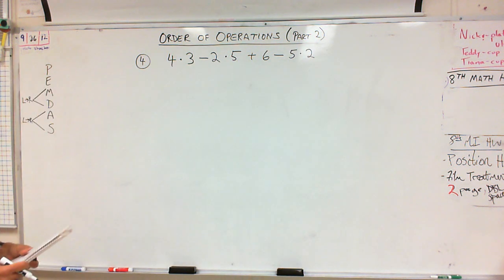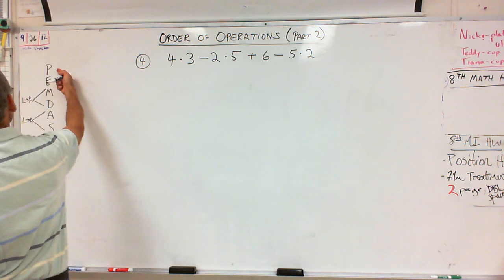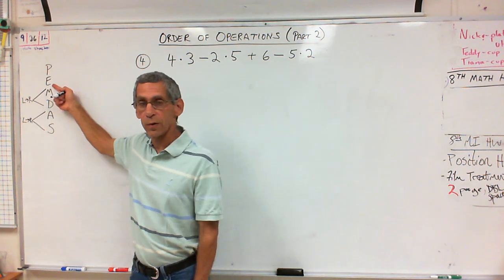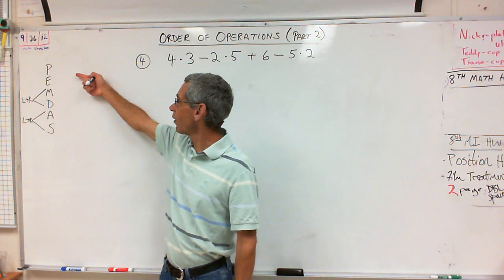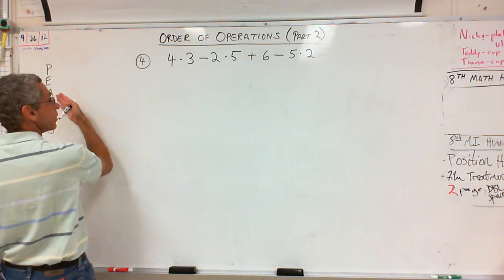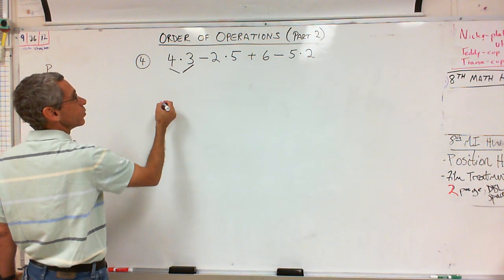Okay? So, it looks confusing. Are there any parentheses? Nope. Are there any exponents? Nope. Okay, great. We've already gotten through those two. Multiply or divide, going from left to right. Here's one, right? So what's 4 times 3?